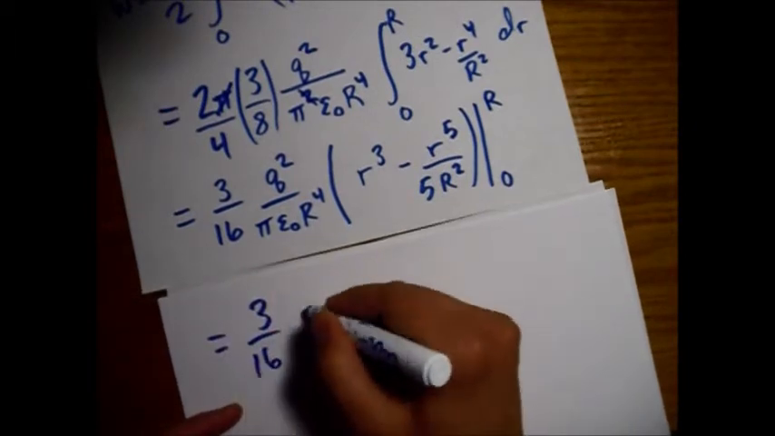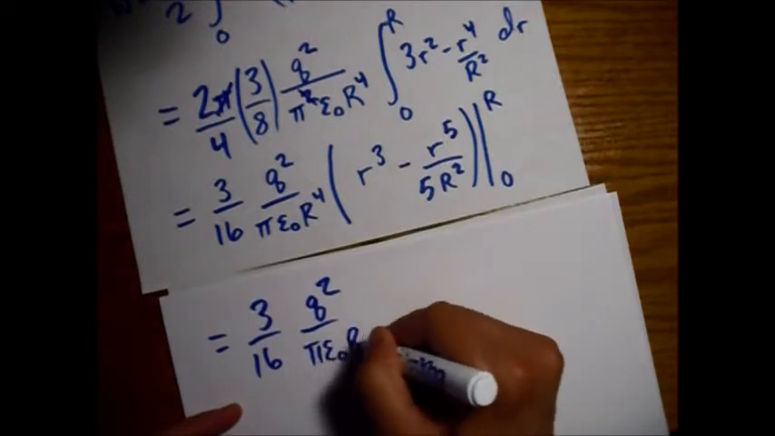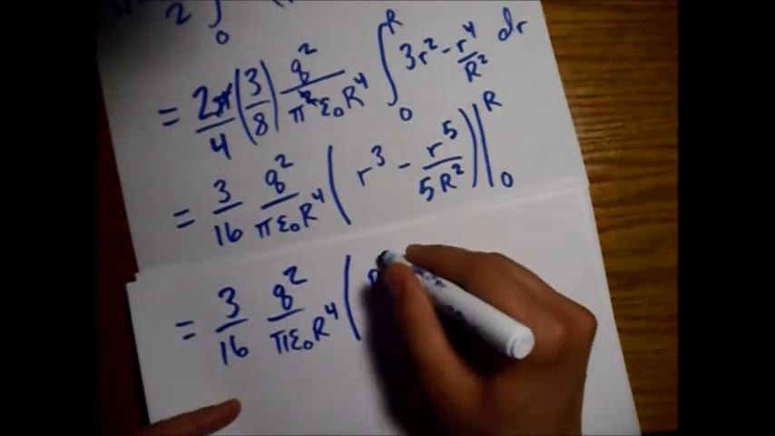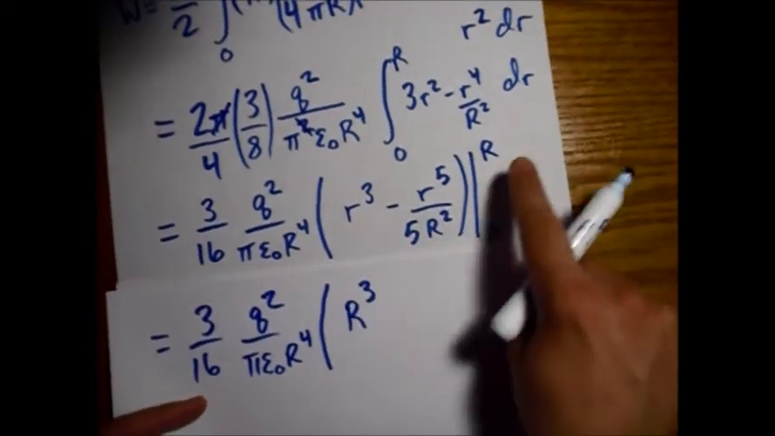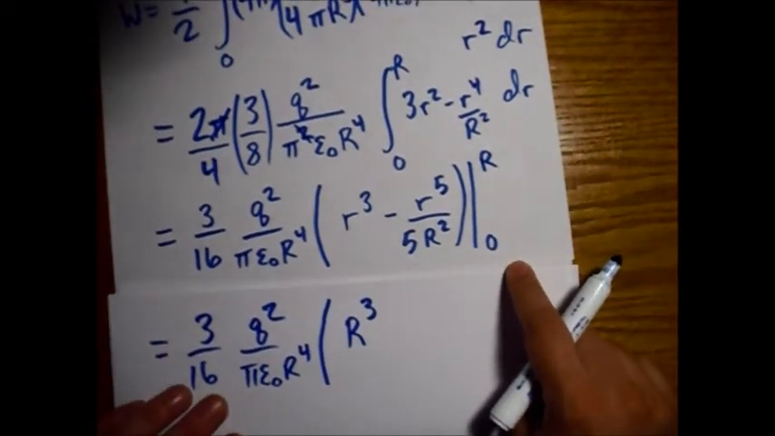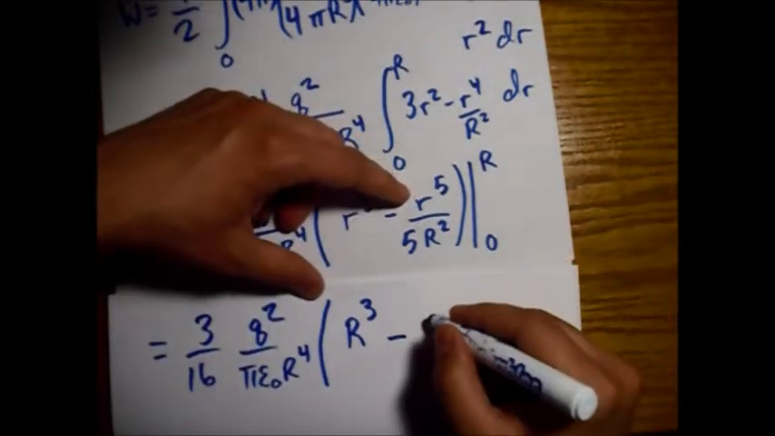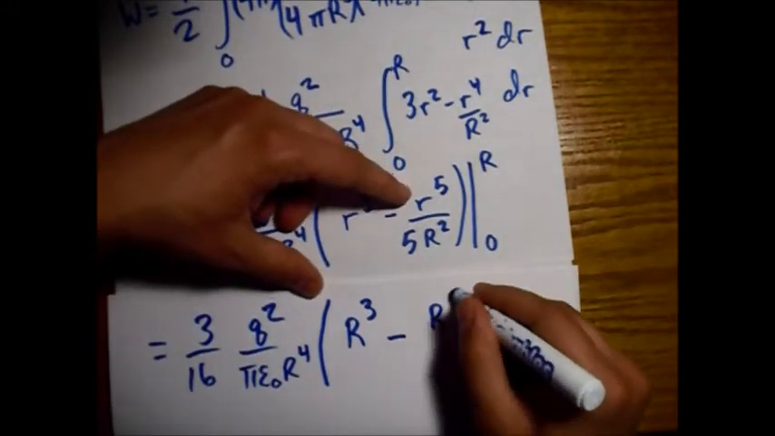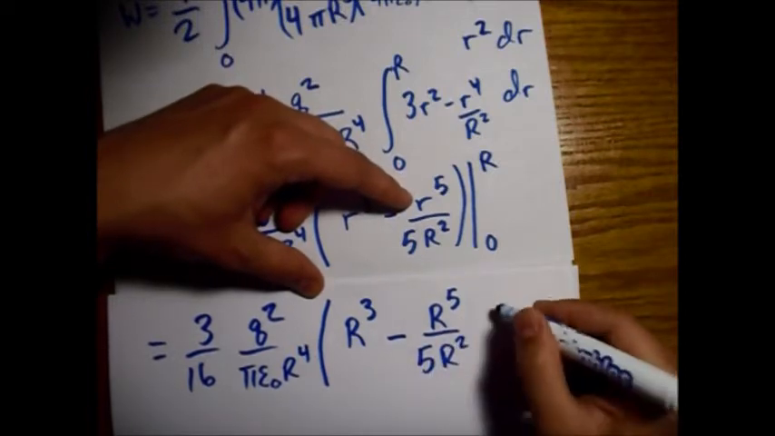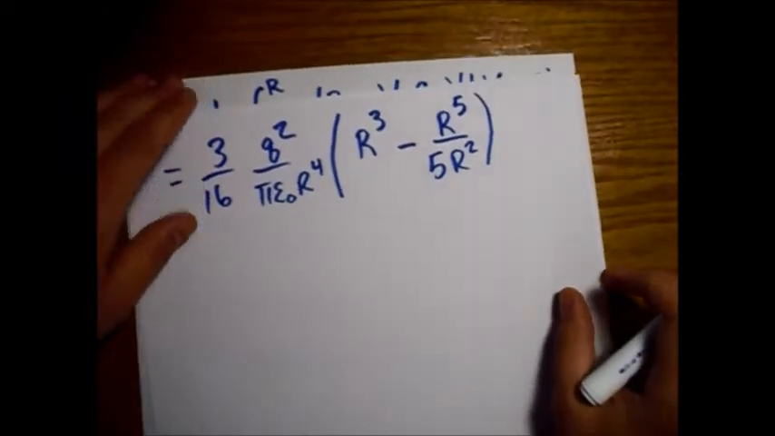Over 16 q squared pi epsilon naught r to the 4th. All right, so here we have an r cubed from here once we evaluate this at these two boundaries. And then we'll have an r to the 5th over 5 r squared. Okay. So we're looking pretty good.